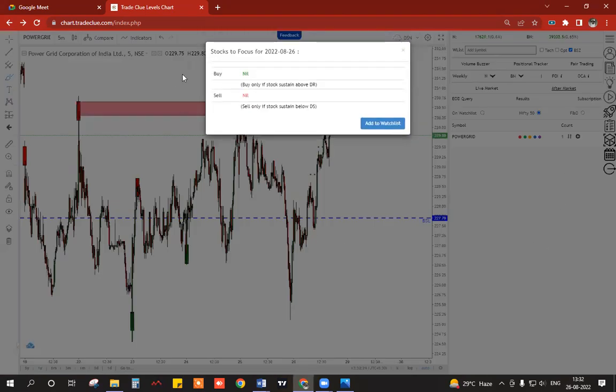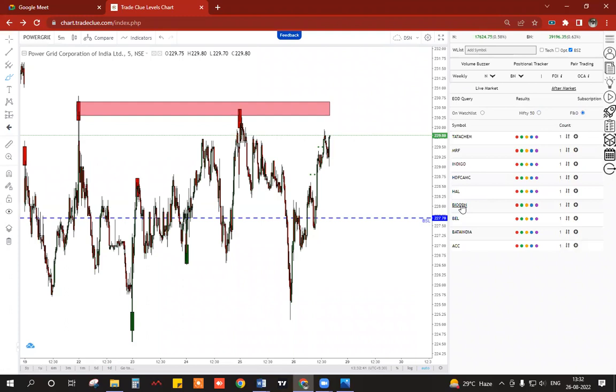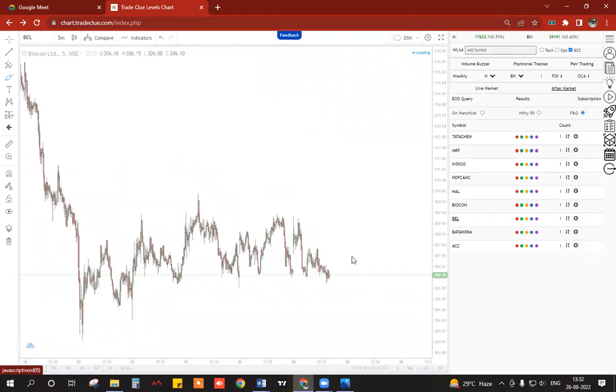Now today there was no such breakout structure, because after yesterday's fall, the structures were not that good for a breakout. That's why no stocks were given from the system. But from the EOD scanner, there were certain stocks, like breakout momentum, that you can check. So next was Biocon. Now the next stock is BEL.